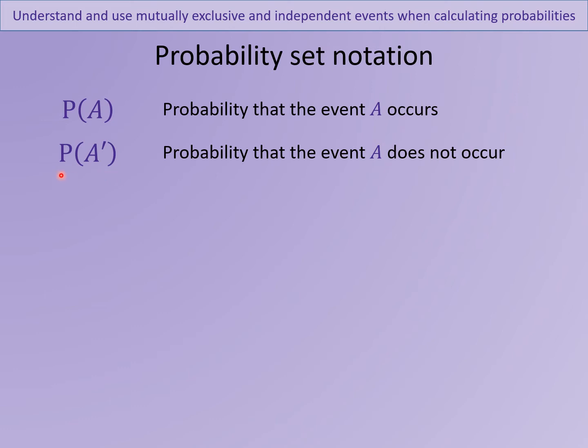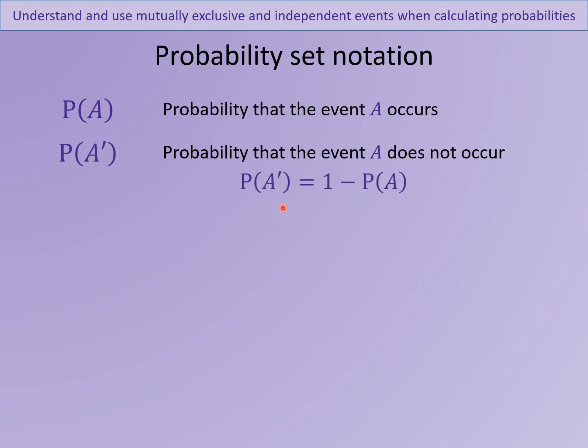Now we also know that if we actually added these two things together, then it's definitely going to happen. Either A occurs or A doesn't occur. There's no middle ground. So if I want to add those two together, I know for a fact that those two added together will have to equal 1. Because 1 is the probability that it definitely occurs.